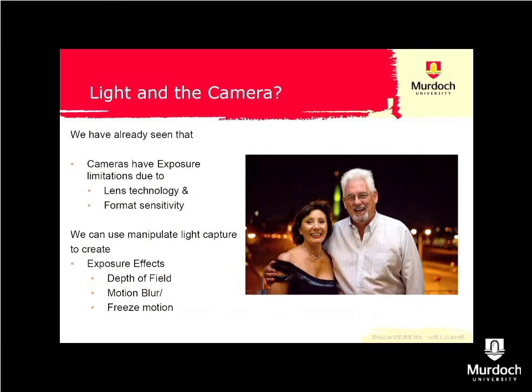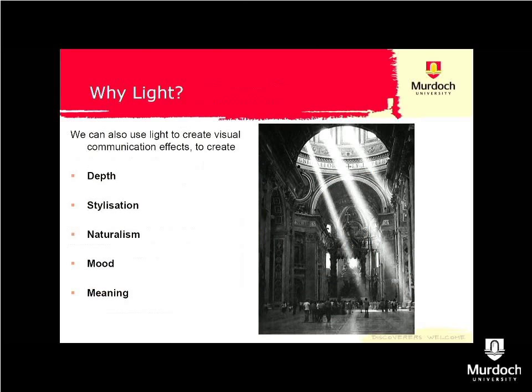We've already seen that cameras have exposure limitations due to lens technology and format sensitivity and the problems with dynamic range, but we can use and manipulate light to create exposure effects, depth of field, motion blur and freeze motion. So that's some of the techniques that we've learnt already. But we can also use light to create visual communication effects. And what we're talking about here essentially is a semiotic, a library of meaning, if you like, that already exists in the world that we can tap into and use to create meaning in our own photographs.